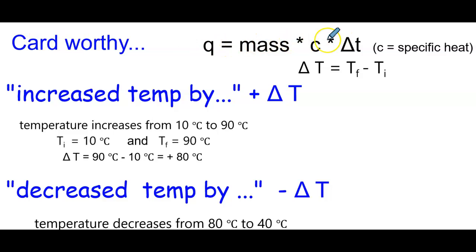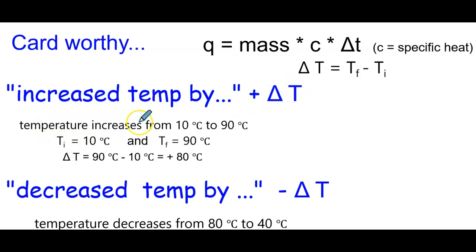So Q equals mass times specific heat times change in temperature. Remember, delta T is TF minus TI. It really doesn't matter if the T is capital or lowercase. If the word problem says the temperature's increased by, then you're going to have a positive delta T.